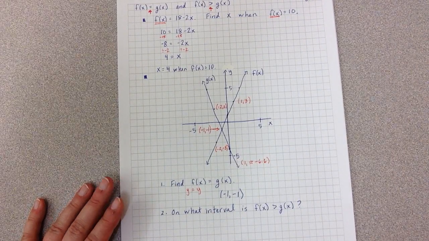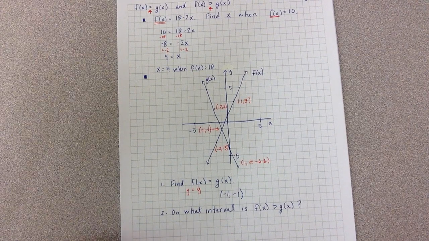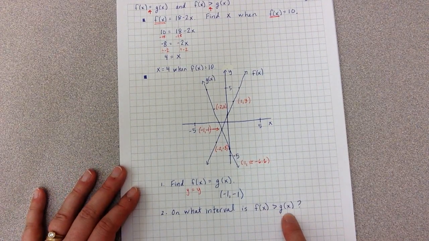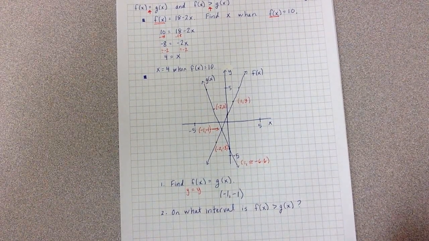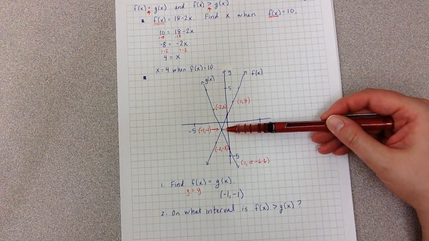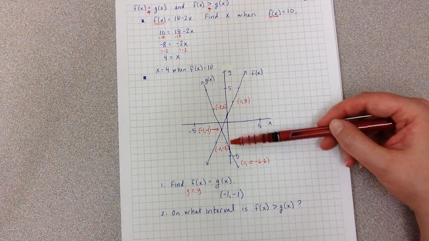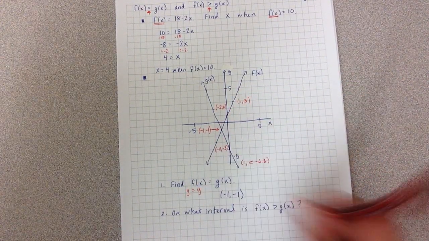Now the second question that they commonly ask to go with this type of graph is on what interval is f of x greater than g of x? So luckily, I've labeled a bunch of things already on this graph. So let's look at them. We know that right here, the y's are the same. Both of them are -1. -1, -1 for g of x, and -1, -1 for f of x. So this y value is the same.